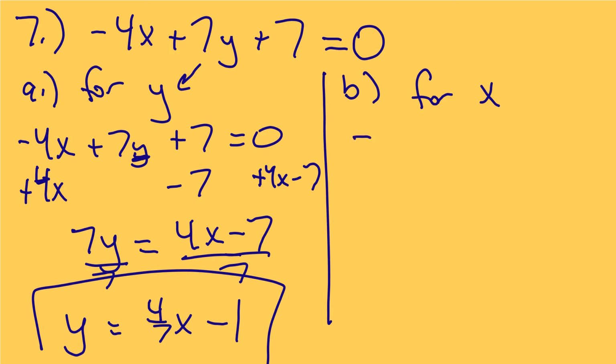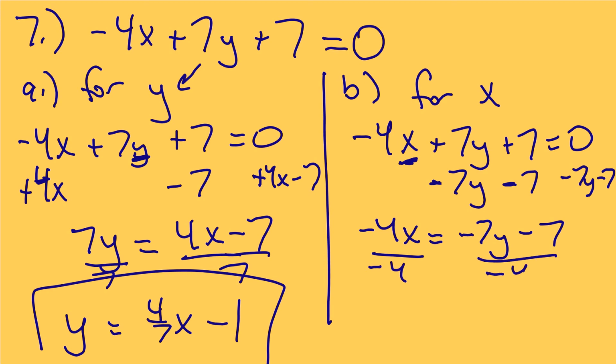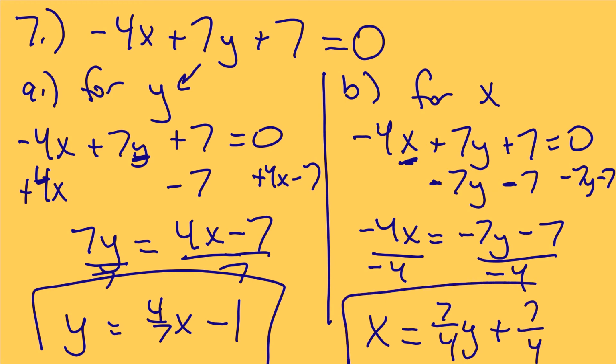B. Now I'm solving for x. I have minus 4x plus 7y plus 7 equals 0. X is what I care about, so I get rid of the 7y. I get rid of the 7. I have minus 4x equals negative 7y minus 7. I divide everything by negative 4. I end up with x equals positive 7/4 because they're both negative, plus, oh, I forgot the y, plus 7/4 because they're both negative. Done. That's it for B.